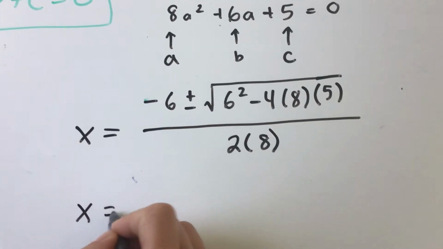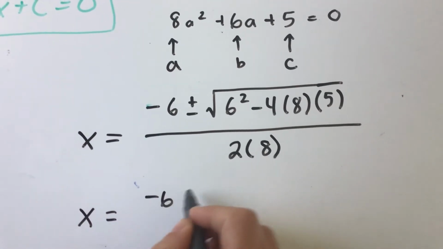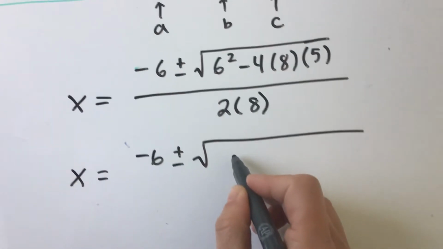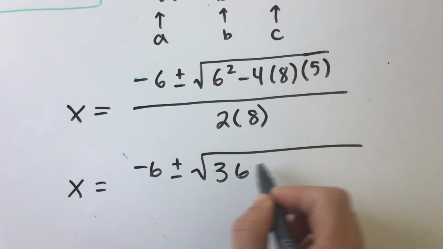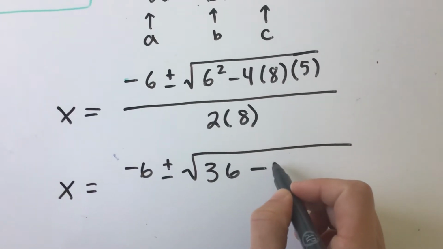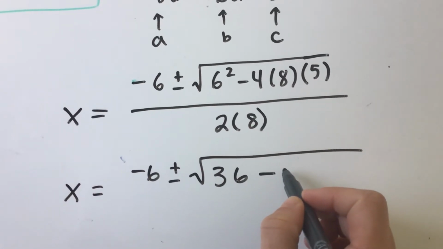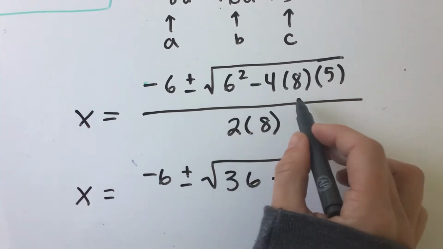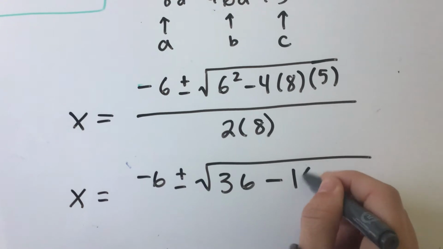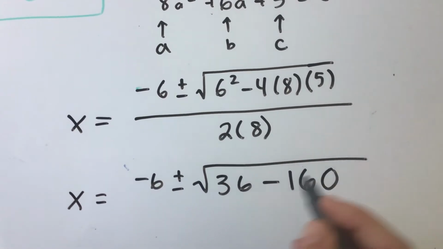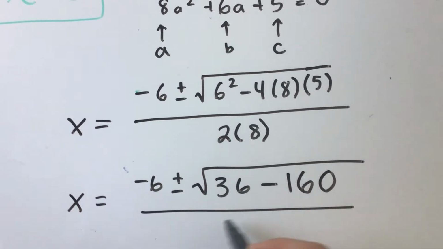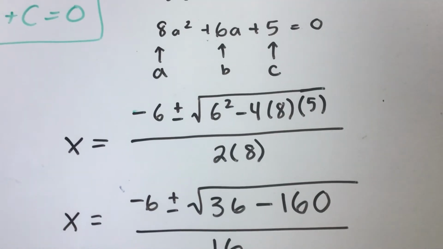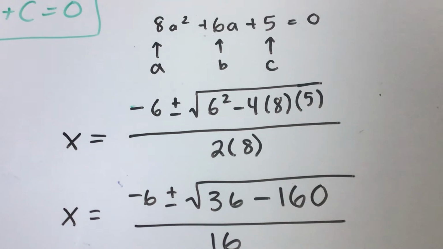So I've got x equals -6 plus or minus the square root of 36 minus 4 times 8 times 5. So 4 times 5, that's 20. 20 times 8, that's going to be 160, all over 16. Okay, and did I miss? Nope, okay.